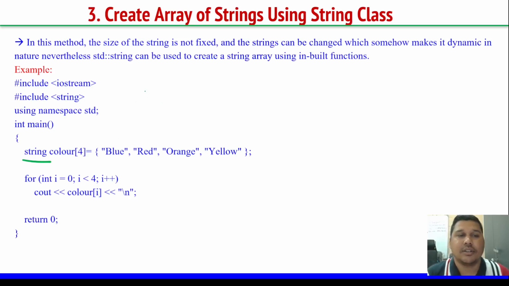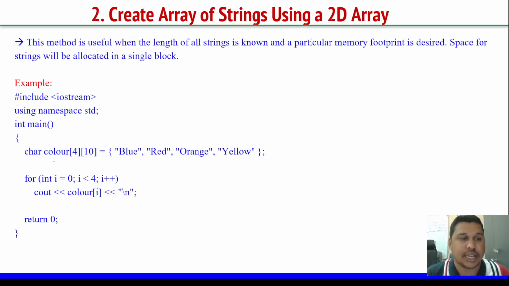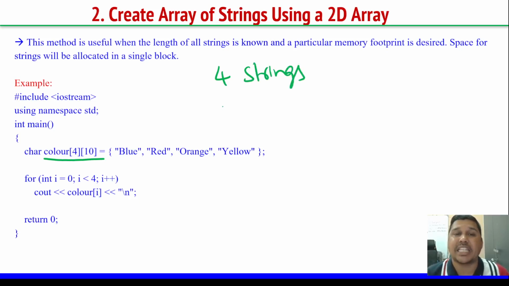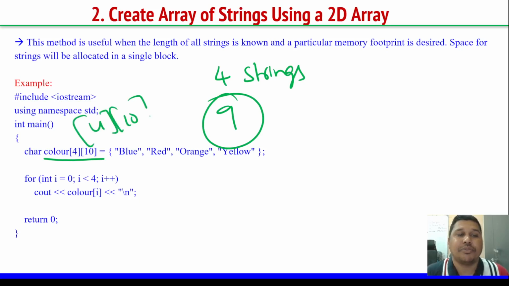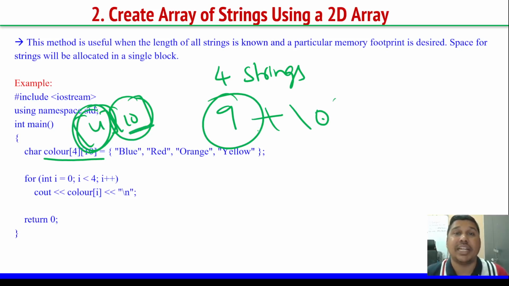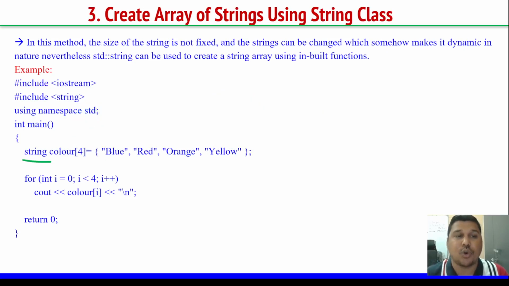The length in this case, when I say color of 4, 10, it means I can store 4 strings, each of maximum length 9. Why? Because the last character is null, right? That null character exists. So when I say 10, the length of each string can be 9 here. In this case, that's a drawback again. To overcome that, we go for the third approach.